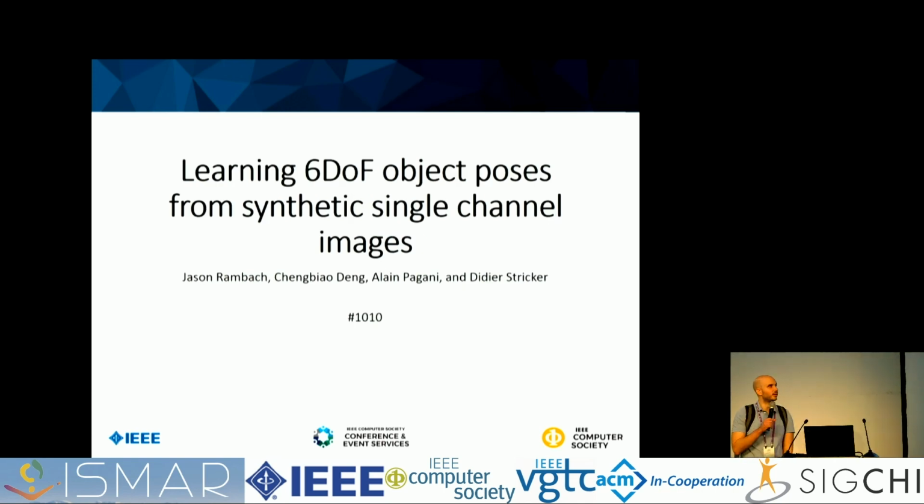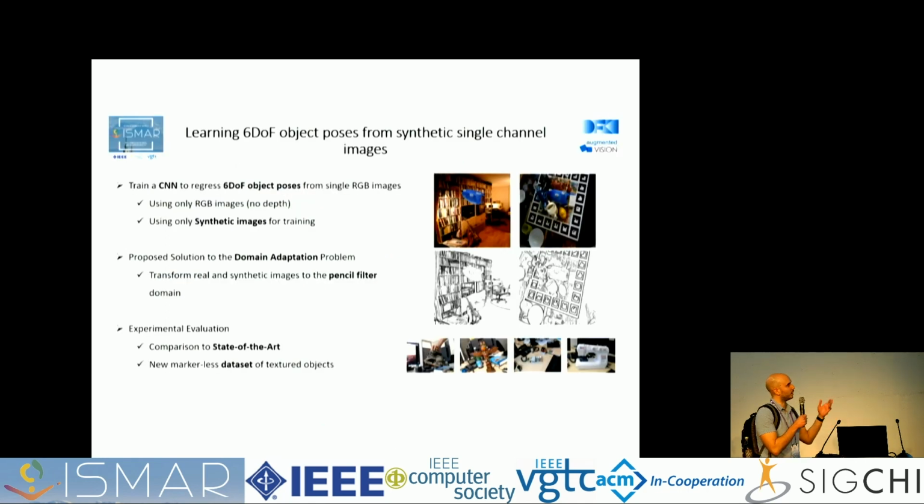Okay, hello everyone. We are dealing with a problem of learning object poses from synthetic single-channel images. We are training a neural network for this task. We are training it only on RGB images without using depth, and we use only synthetic images for the training.